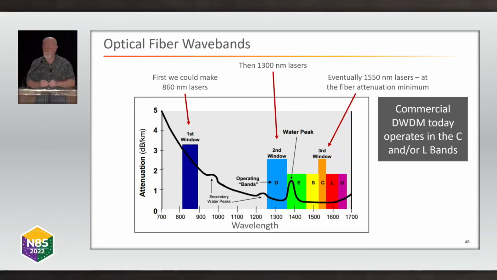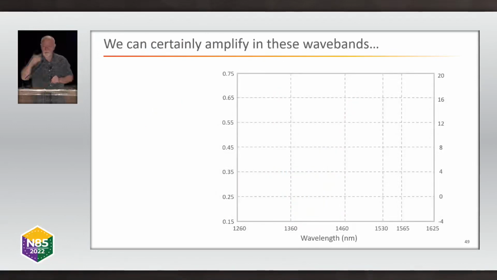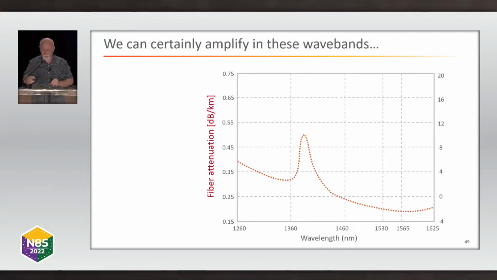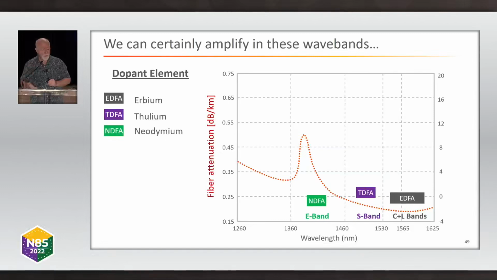And today, of course, we operate in the C and L bands. And we solve for attenuation, even at this very low level attenuation, using amplification. And we can amplify in these other wave bands as well. And so here's our attenuation curve for optical fiber. By changing the kind of doping element that we're using, we can amplify in different bands. So in the C and the L bands, we're using erbium. In the S band, we use thulium, which is a different rare earth element. In the E band, we use neodymium. And in the O band, we use praseodymium.